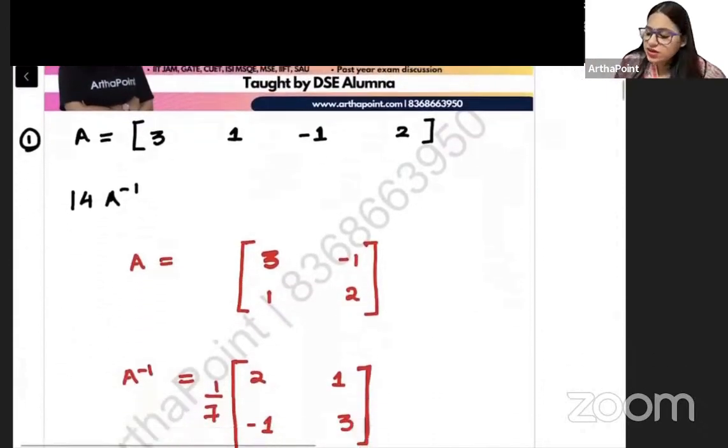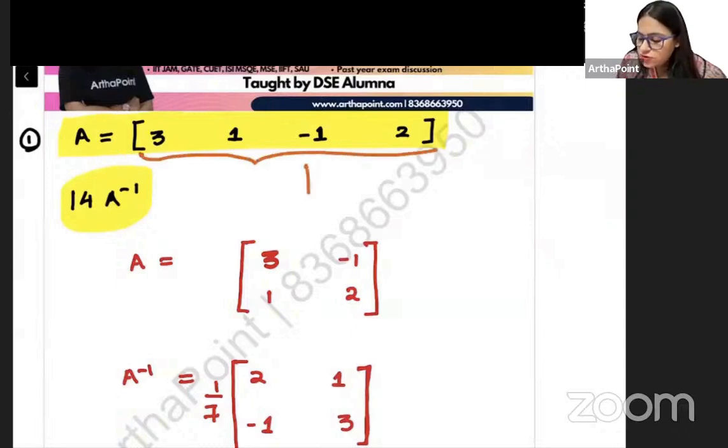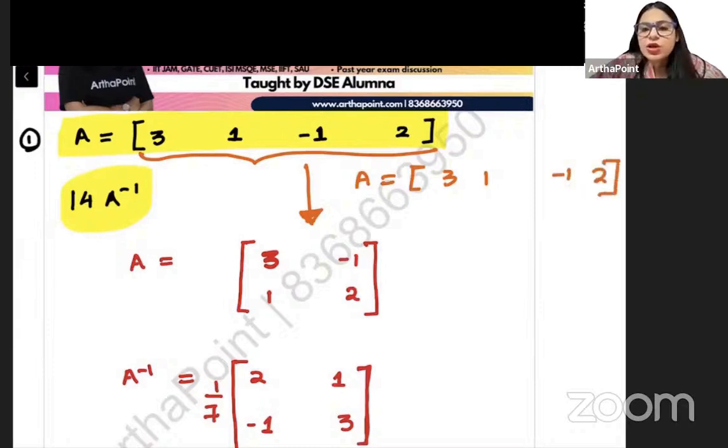It says that you are given a matrix, in this form only, and they're asking you to find 14A inverse. First of all, I need to rewrite this in the form of a square matrix. The way they have given the matrix, it looked like this: 3, 1, -1, 2. So you have to make sure that you write it in the form of a square matrix first.